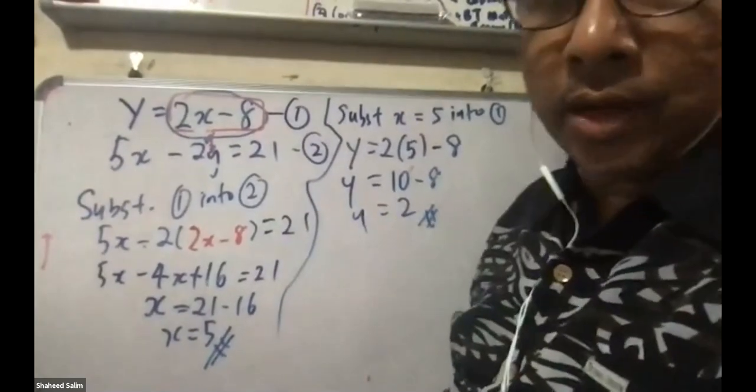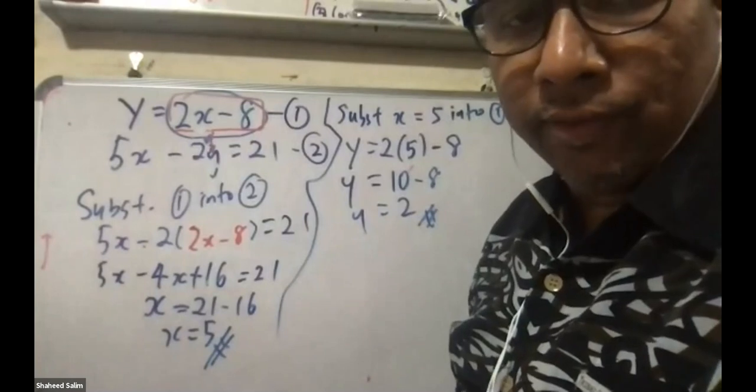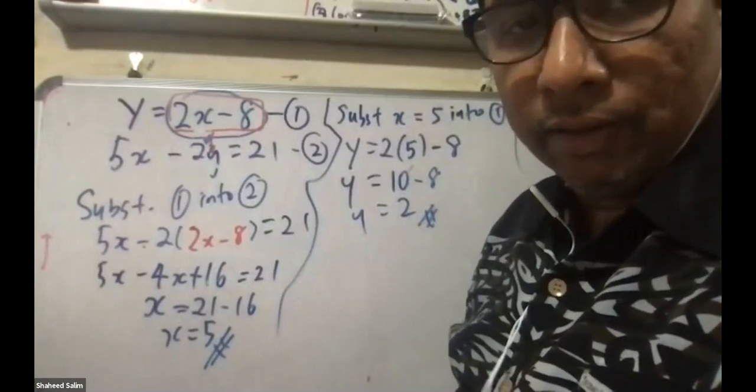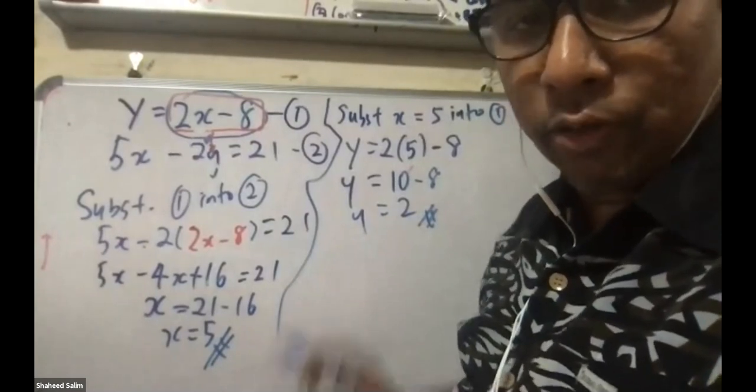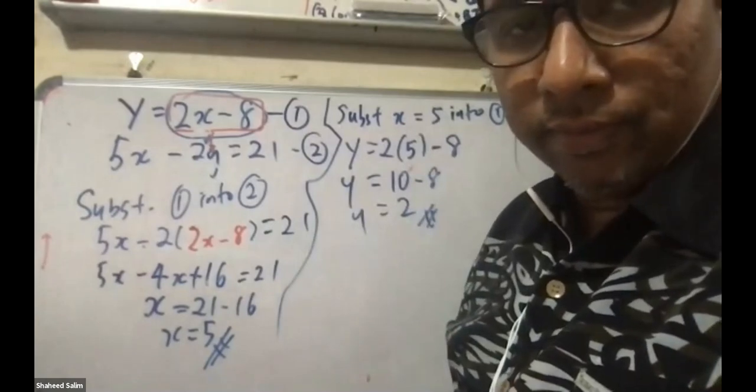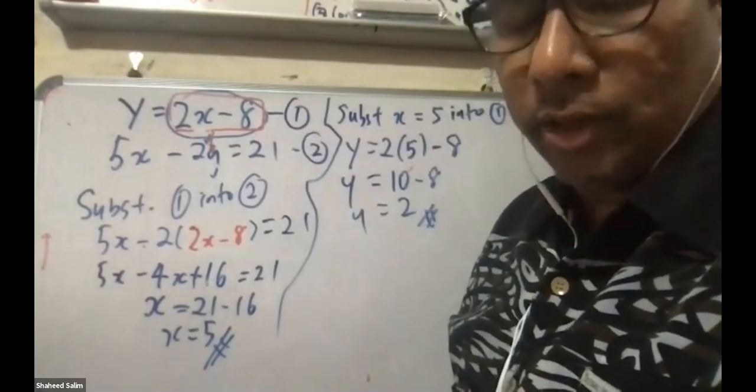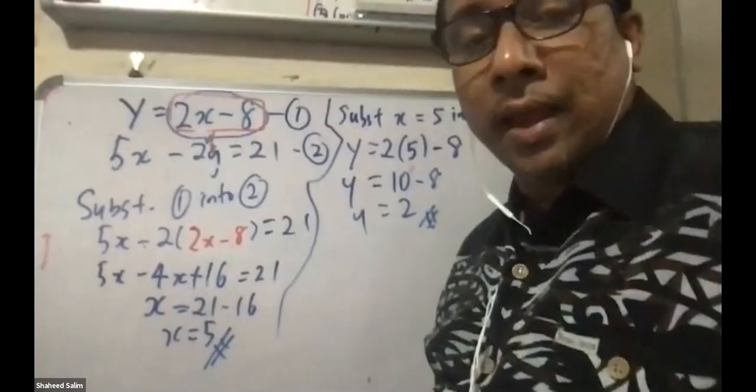Shafi, do you get 2 and 5? Still doing. Okay. Ryan, you understand the method? I understand the first one, but the second one I don't understand.